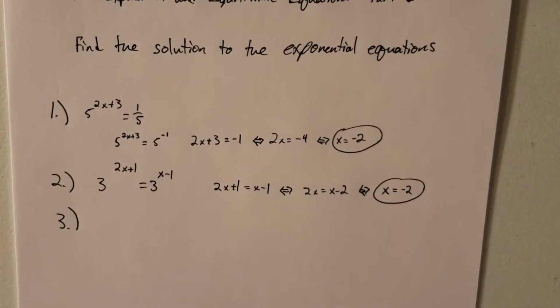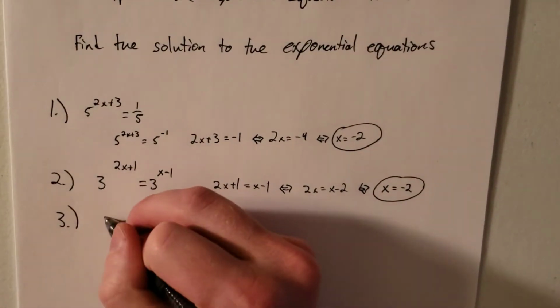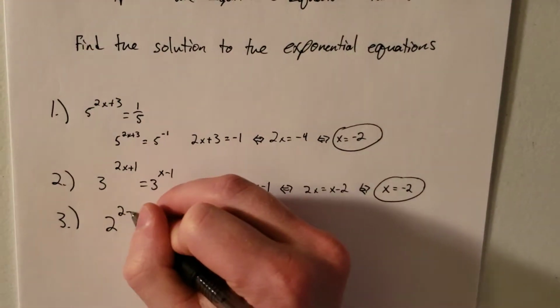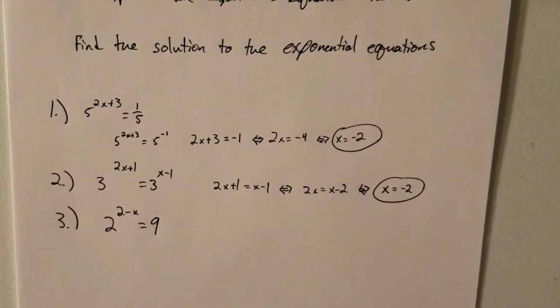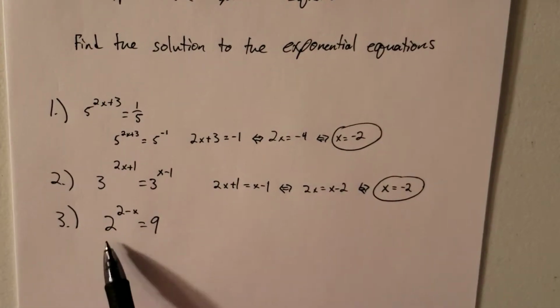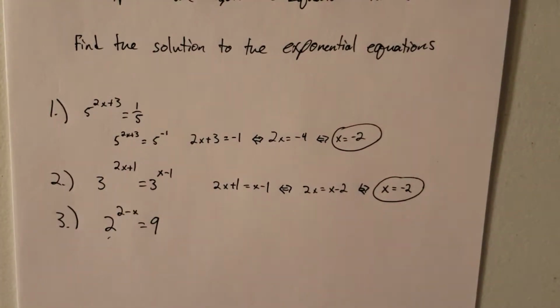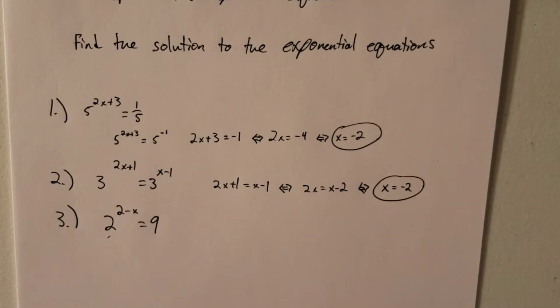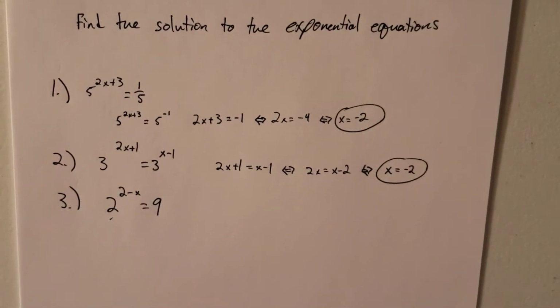But we can carry on and do a little bit more difficult problem here. 2 raised to the 2 minus x is equal to 9. We want to solve this exponential equation. Note here we cannot rewrite 9 as some expression with base 2. So instead, we're going to use logarithms to solve for x.